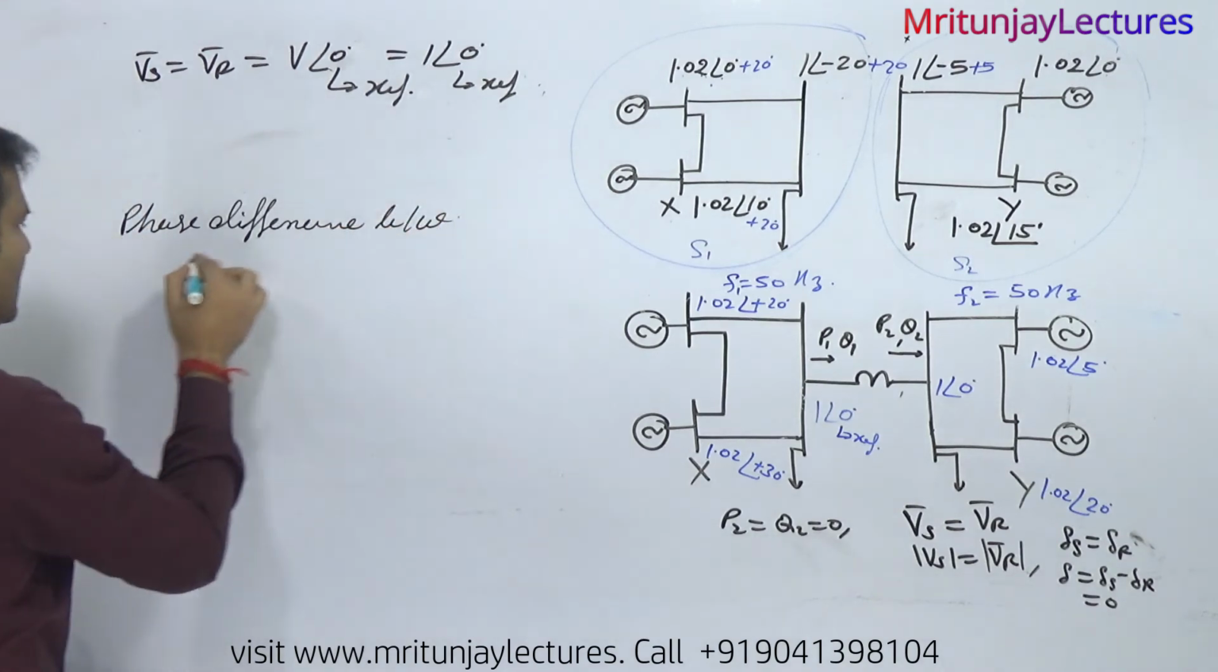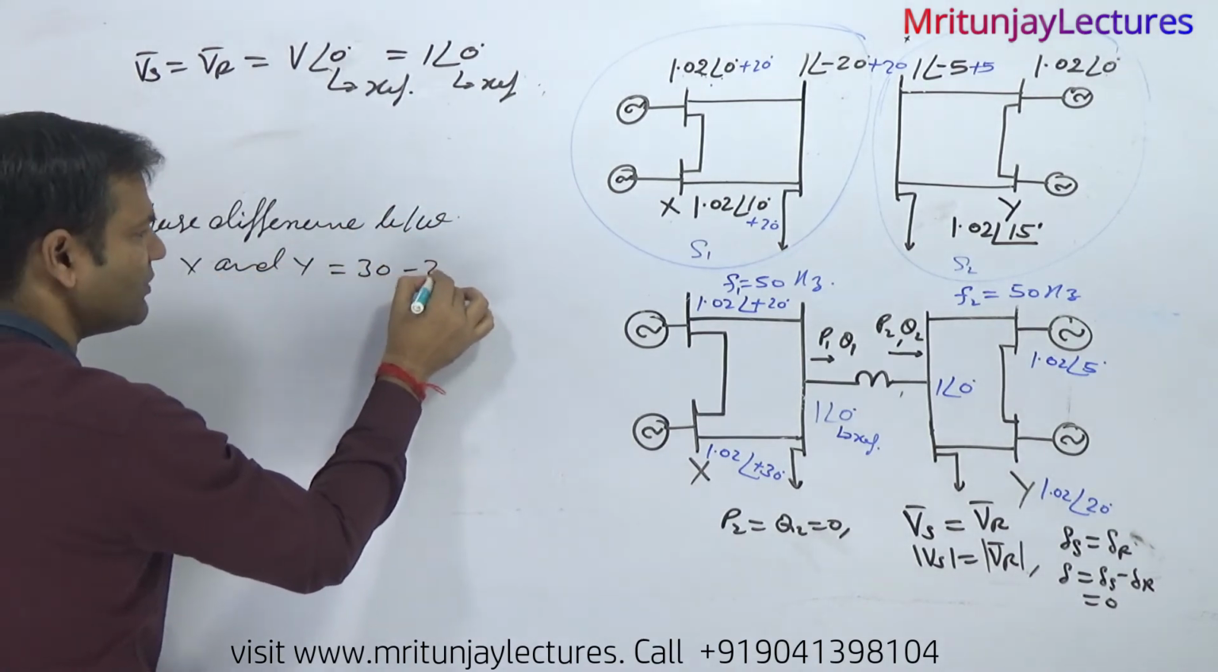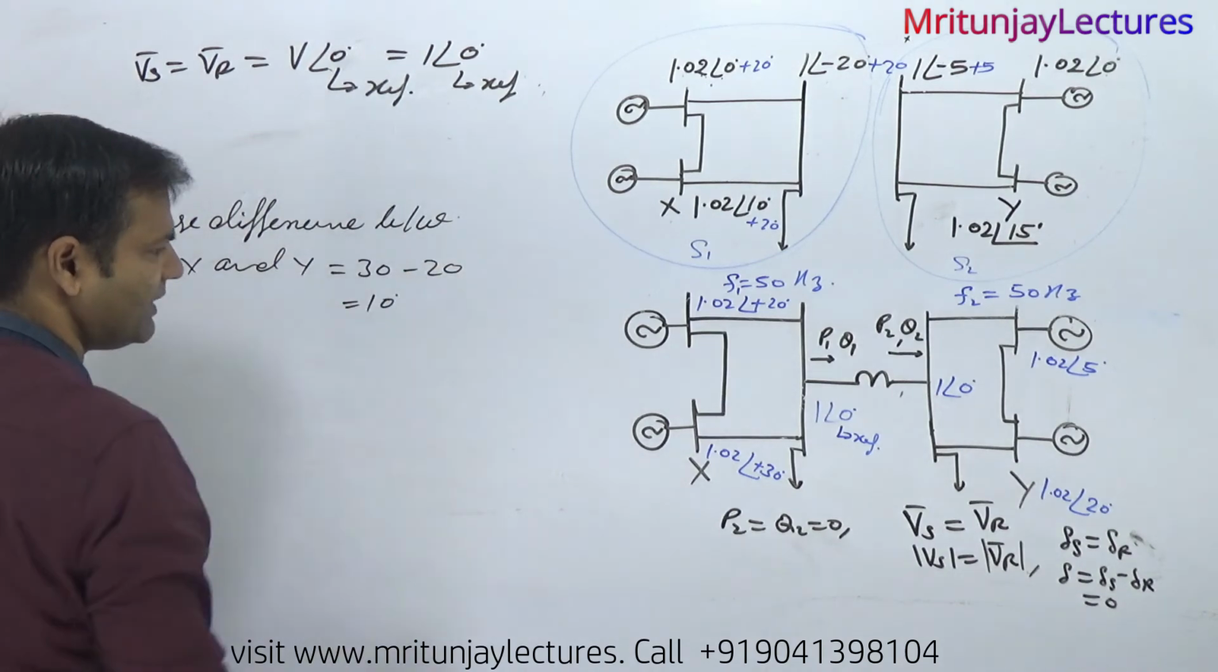After that, our aim is the phase difference between X and Y. We get 30 minus 20, so 10 degree is the final answer.